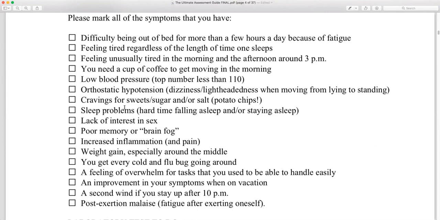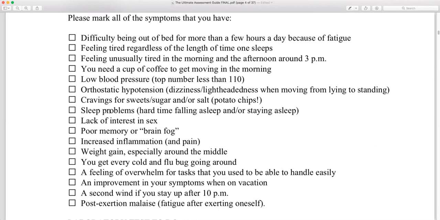If you have a craving for sweets and/or salty foods, pretty much potato chips, people say they can't walk by a bag of potato chips without having to stop. And this is because of the adrenal glands' effect on insulin, blood sugar, as well as salt balance.